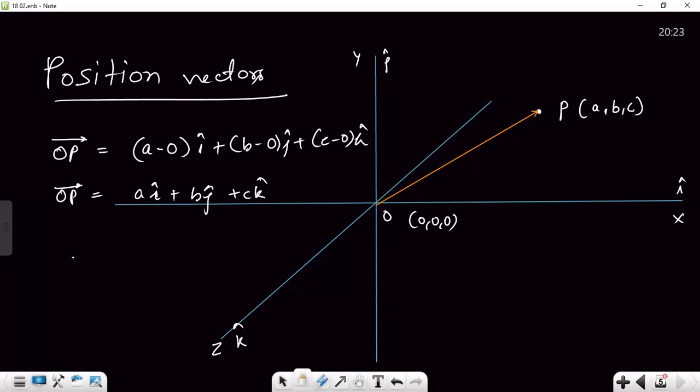So here OP vector is a position vector which is telling us the position as well as the magnitude. How the magnitude? We will be able to find out the magnitude of any vector by using the formula that I'm going to write now.